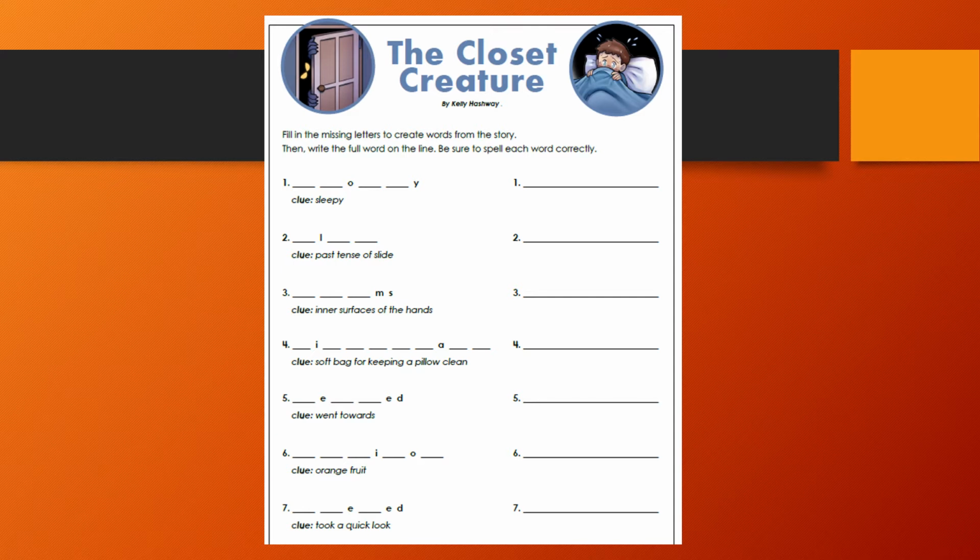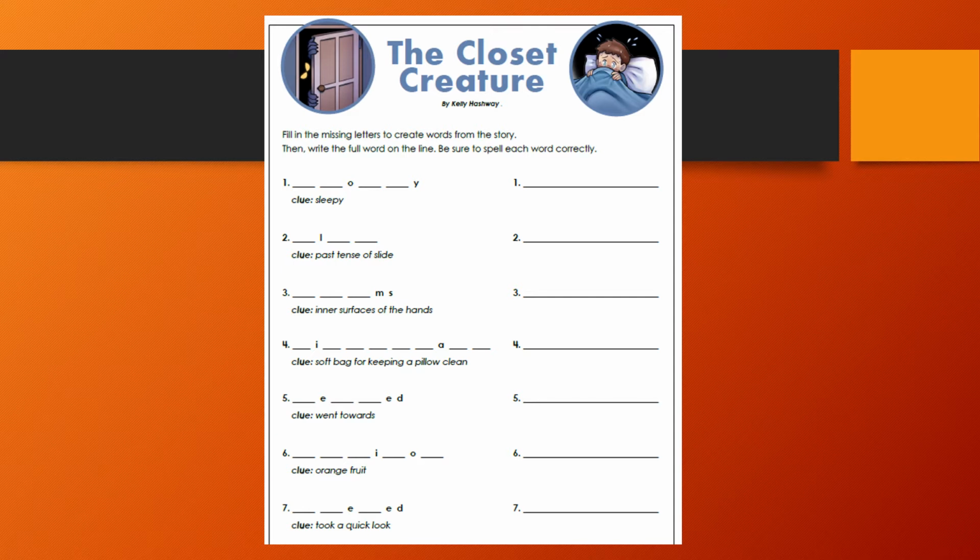The closet creature. Fill in the missing letters to create words from the story. Then write the full word on the line. Be sure to spell each word correctly. Question number 1. You've got 2 letters there, an O and a Y. The clue there is sleepy. Question number 2. You have an L. The clue, past tense of slide.